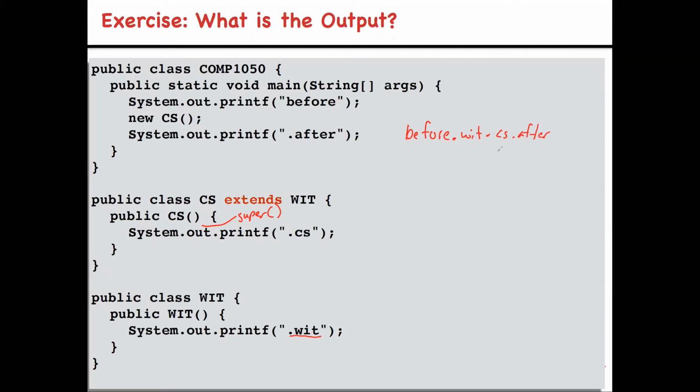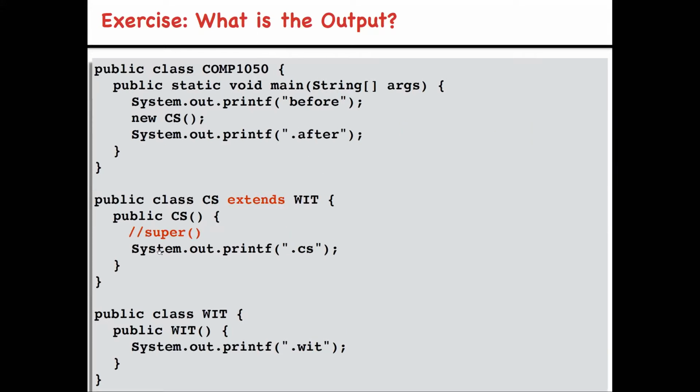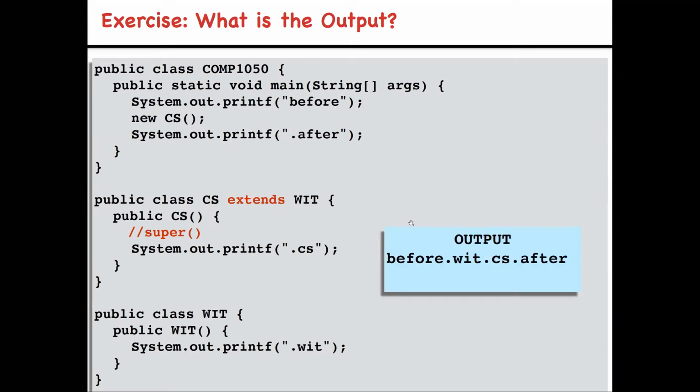So that's the order that this stuff prints, because we're going to end up setting up the superclass first before the subclass. So we get the before from here, the wit from this one, CS from this one, and after from this one. So it's just more examples of this constructor chaining idea. So we had that implicit call to super here. So that's our output.